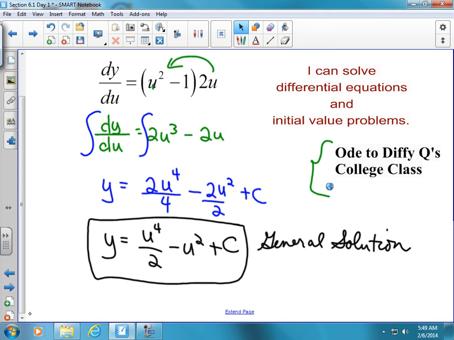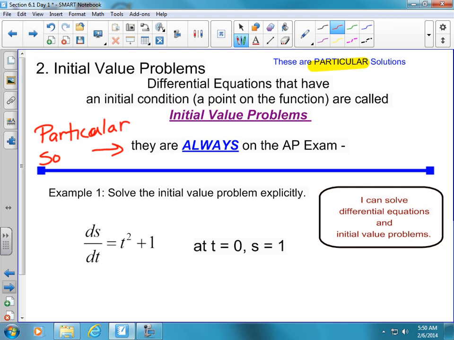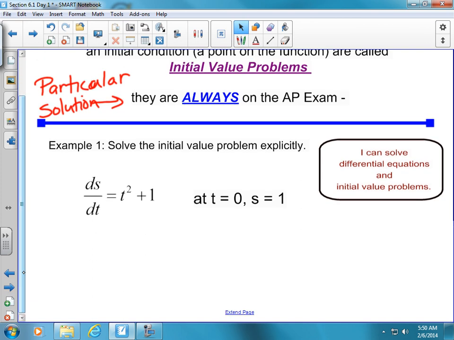Okay, next we're going to look at what are called initial value problems. These give you a particular solution, and they are always on the AP exam. This gives you a particular solution because it gives you a starting point for where your general function starts. Okay, so we're going to solve this problem. And instead of using x and y, we're using s and t.